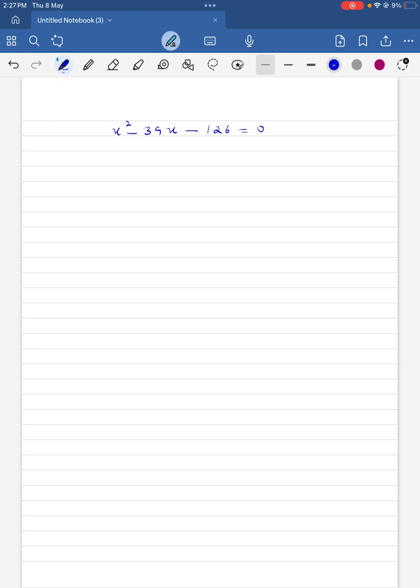Okay, we need to think of two numbers whose product is equal to minus 126 and sum is equal to minus 39. Okay, so the two numbers would be minus 42 and plus 3, so x squared minus 42x plus 3x minus 126 is equal to 0. So I've split minus 39x into minus 42x and plus 3x. Let me take out common terms from the first two terms and I can take out x from it. So x times x minus 42 plus 3 times x minus 42 is equal to 0.